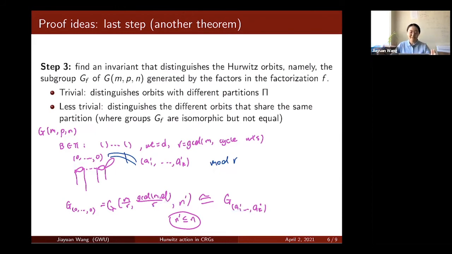So let me recap here. What we have done so far is in the first step, we showed in order to count the number of orbits, it's enough to count the number of orbits formed by the standard form. In the second step, we show that 2 standard forms belong in the same orbit when they have the same weight mod R. And the third step showed that 2 standard forms are not in the same orbit when they have different weights. So all of this buildup is to say, to count the number of orbits, it's enough to count the number of different weights we have mod R.